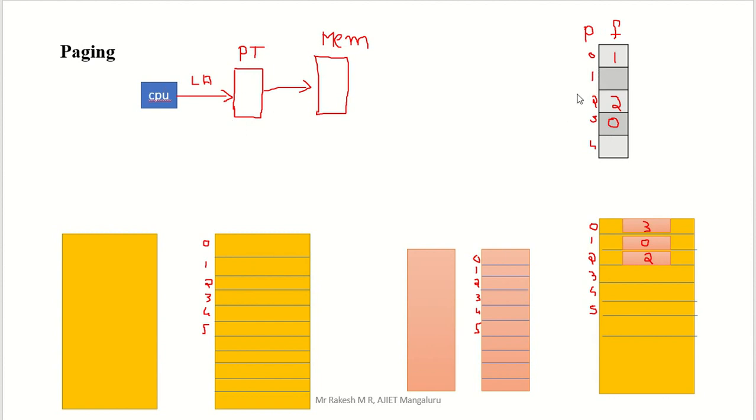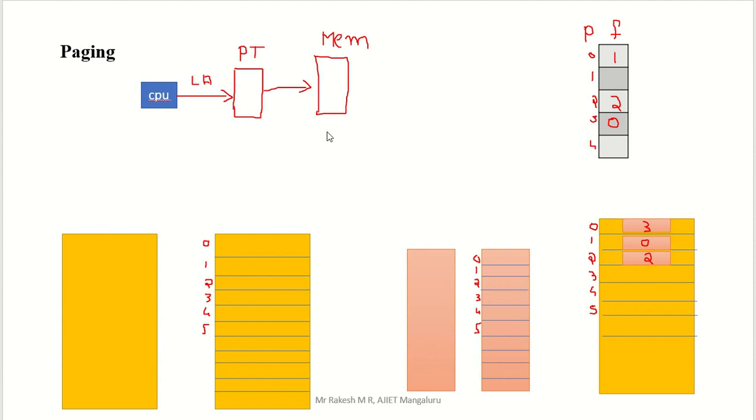The CPU will send the page number, because the CPU wants to execute that particular page. Then the page number is sent to the page table. In the page table it will search for the frame number. That frame number is sent to memory. From the memory, that particular page is captured and sent to the CPU. This is the concept.